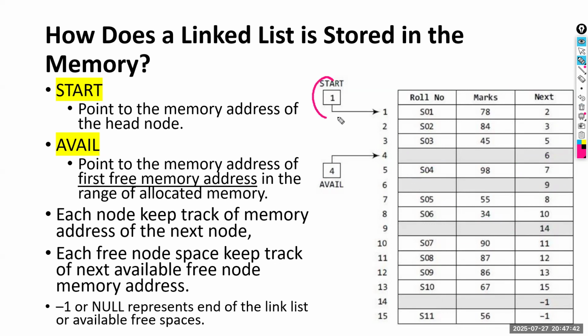All right. So the OS keeps track of these memory addresses, and also keeps track of the first available memory location. So in this case, the first available memory location is 4.